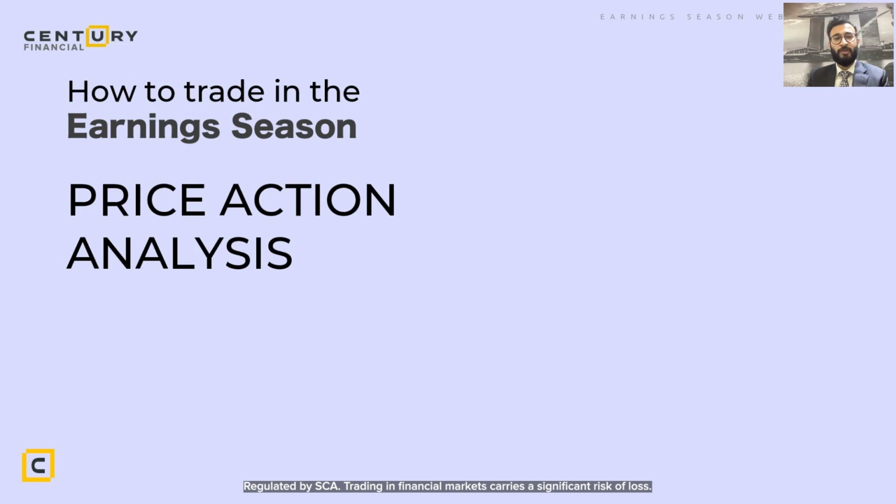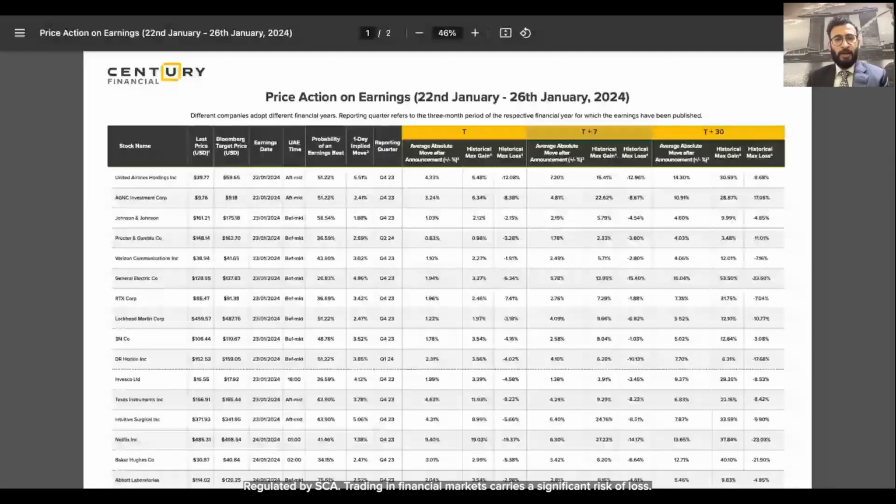So I'm going to share something really important with you, and you can check this out. This is called price action analysis, right? Now this was made for the stocks which are going to come up with their earnings from 22nd to 26th. So any important companies or bigger companies which are going to come up with their earnings on 22nd, 23rd, 24th, 25th, and then 26th.